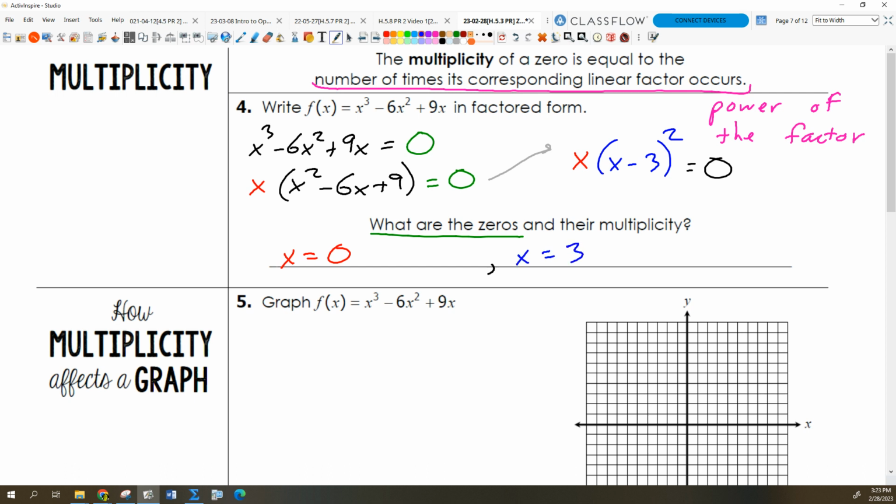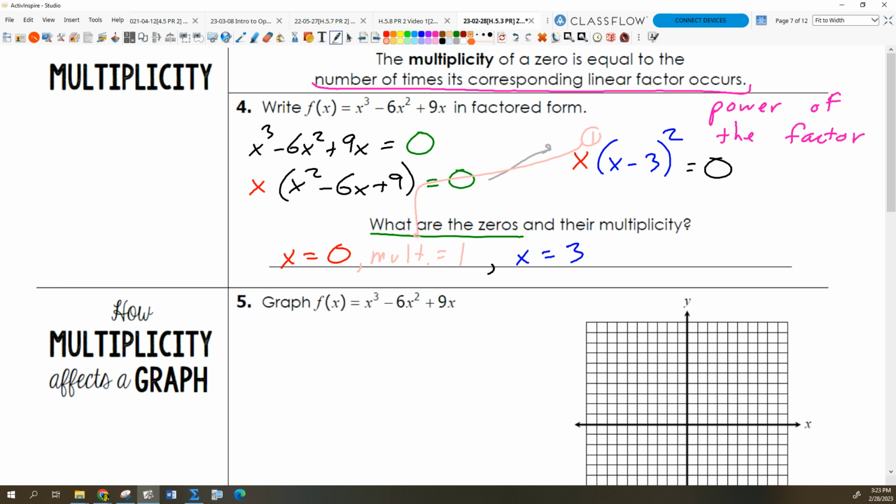Okay, what do you suppose the multiplicity of x equals 0 is? What's the power of that factor? Show me with your fingers. What's the power of the red factor? What exponent is it raised to? 1, sure. Okay, so because it's raised to the first power, the multiplicity is 1.